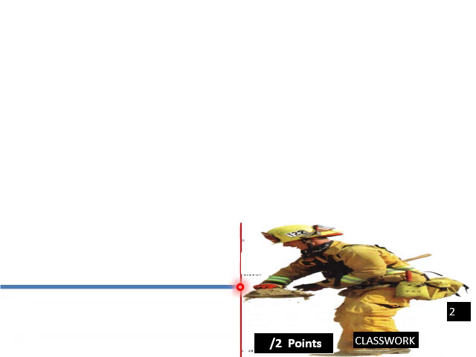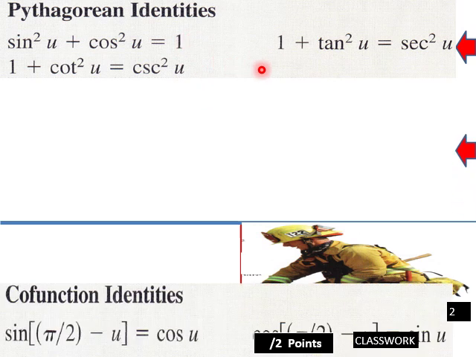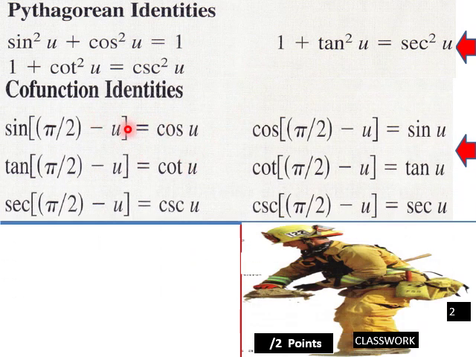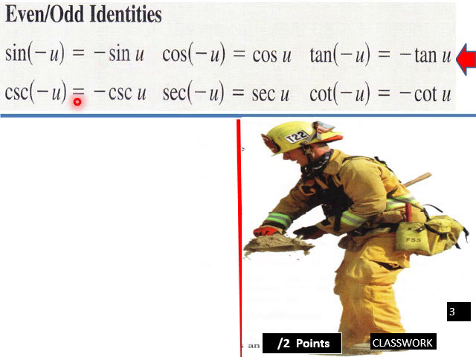And then our Pythagorean identities are here. Make sure you copy those down. You should have these memorized, students. And then your cofunction identities are here. You should be familiar with them, if not memorized. And then we go into our even-odd identities. So you go into your even-odd functions here, and you should be familiar with these, if not memorized.